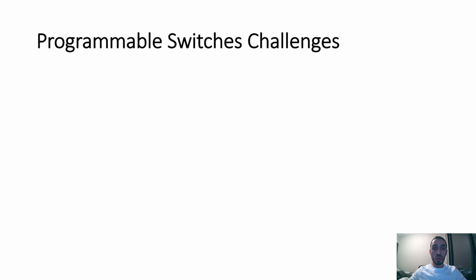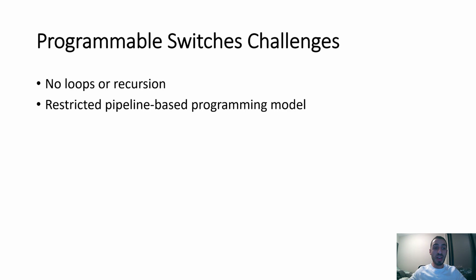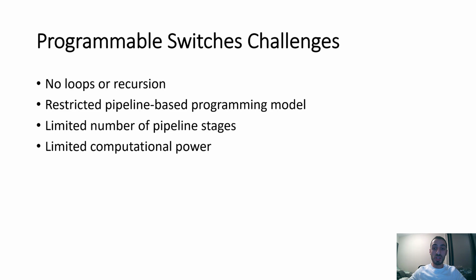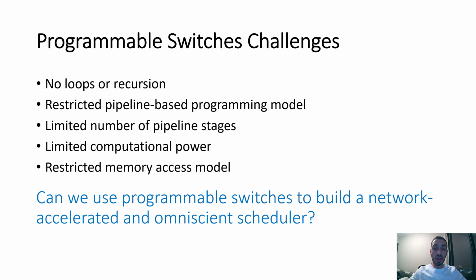As you know, programmable switches need to process billions of packets at line rate, which means that there are some challenges. For example, they do not support loops or recursion, and they have a restricted pipeline-based programming model with a limited number of pipeline stages. They have limited computational power, and a restricted memory access model, meaning that each memory unit could only be accessed once per packet. And the question here is, can we utilize programmable switches despite these challenges to build a network-accelerated scheduler?